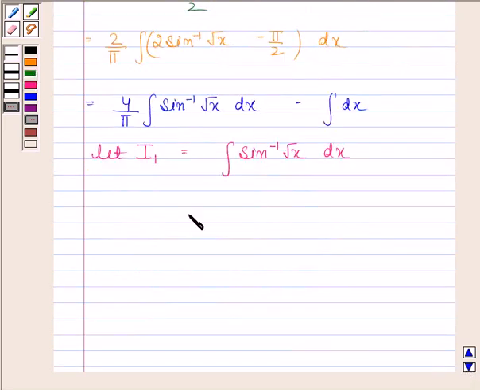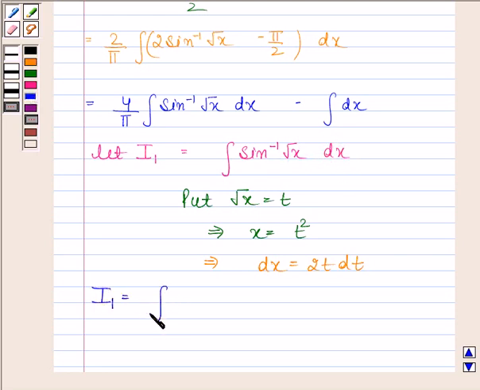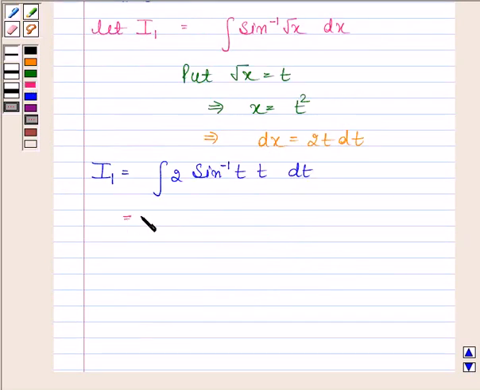We will now put root x equals t. Now root x equals t implies x is equal to t square, and this implies dx is equal to 2t dt. So by substituting t in place of root x and 2t dt in place of dx, we get I1 as integral of 2 into sin inverse t into t dt. This is equal to 2 into the integral of sin inverse t into t with respect to t.